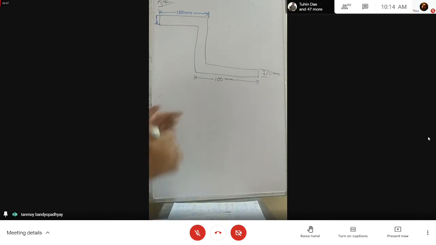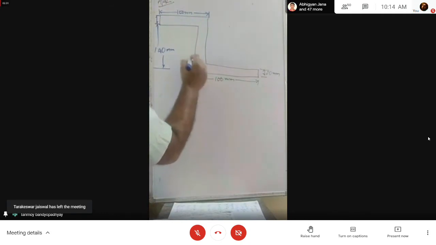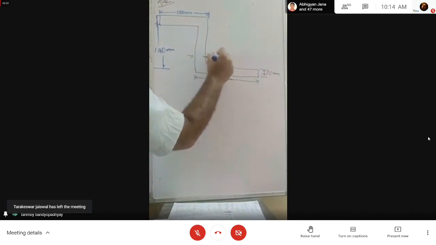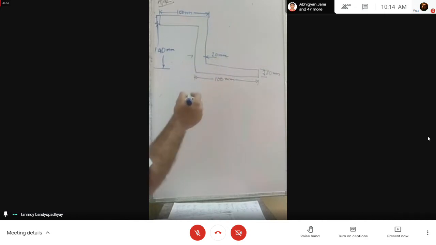Keep doing this problem. This distance is given to be 140 millimeter. So these thicknesses, all thicknesses, are 20 millimeters. So you have to find out the moment of inertia of this section about the centroidal x0 and the y0 axis.